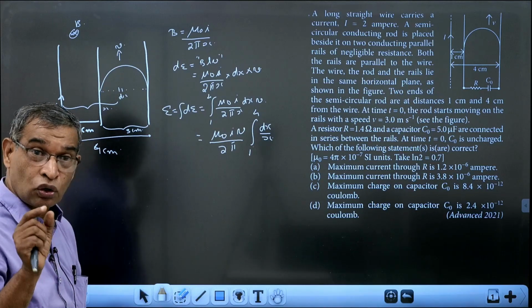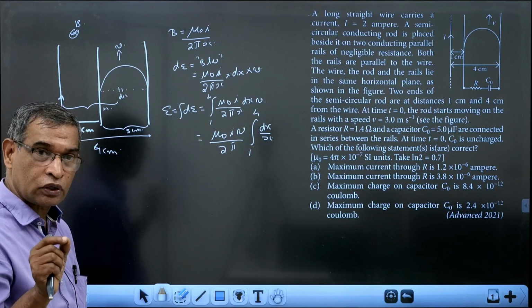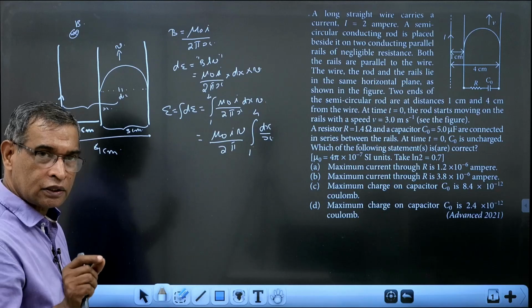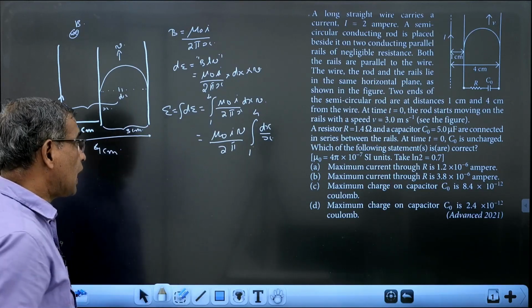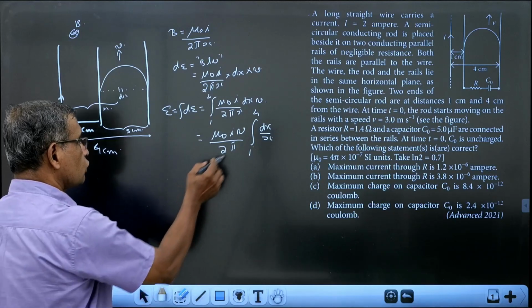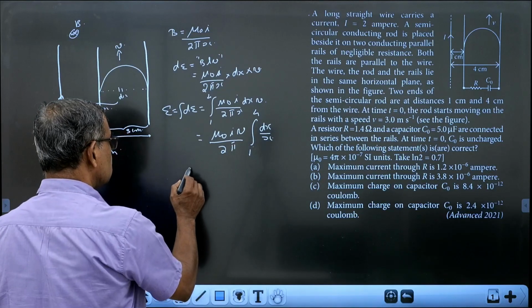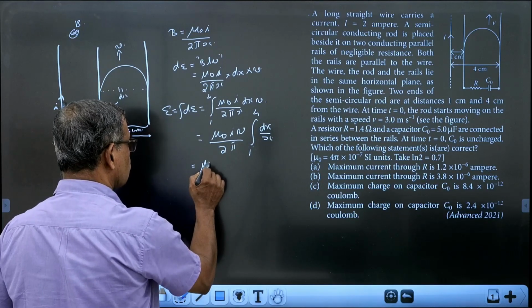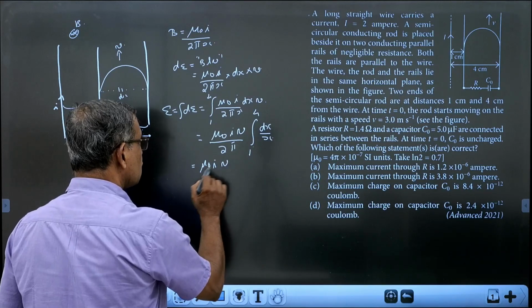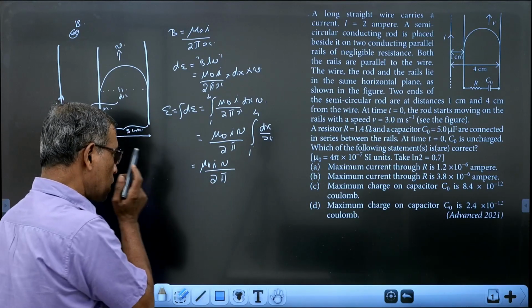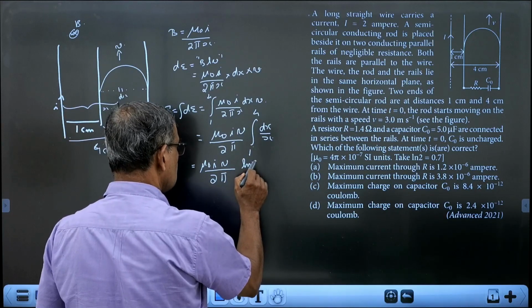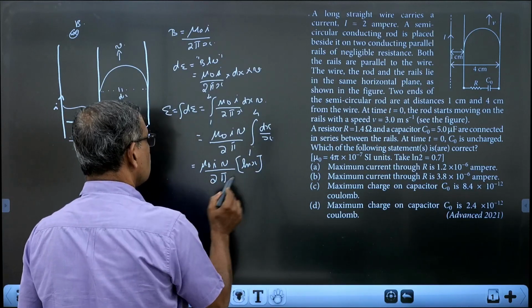Because on each segment the EMF induced is different, and therefore we simply add up, because the direction of the EMF is the same, and therefore you can add up, and the total EMF is given by this integration. This gives you the value equal to mu 0 I V by 2 pi integral dx by x, log x between the limits 1 to 4.